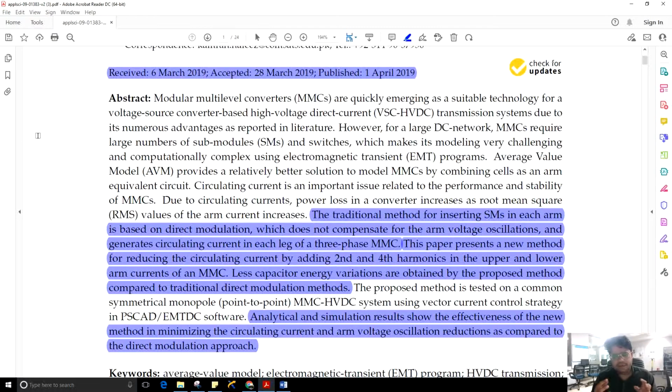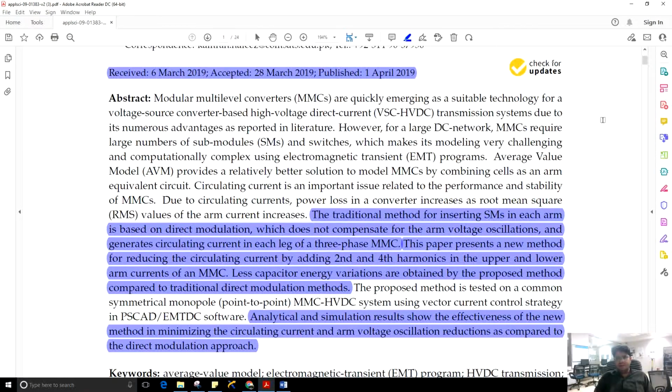It has inherent fault blocking capacity, and moreover MMC has one more advantage, that is it has inherent energy storage capability which can be used for power oscillation damping. So considering all these features, MMC is considered to be an attractive topology for medium and high voltage applications.